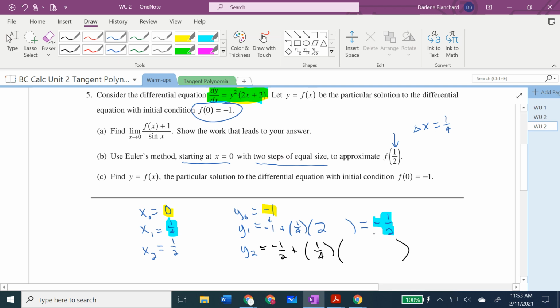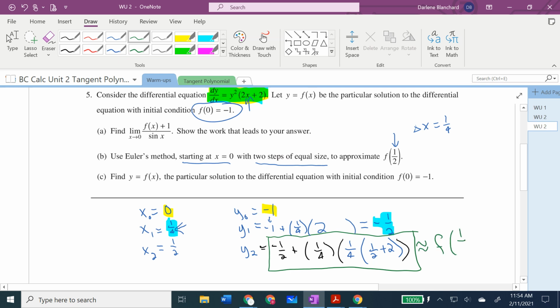So for the y squared, I'm squaring negative 1/2. That gives me 1/4. Times, I'm plugging into x, 1/4. So I'm just going to go 2 times 1/4 is 1/2, and then a plus 2. And I'm going to call it a day, because I'm afraid if I do any more arithmetic than that, that I'm going to make an arithmetic mistake. And so this is the approximation of f of 1/2.